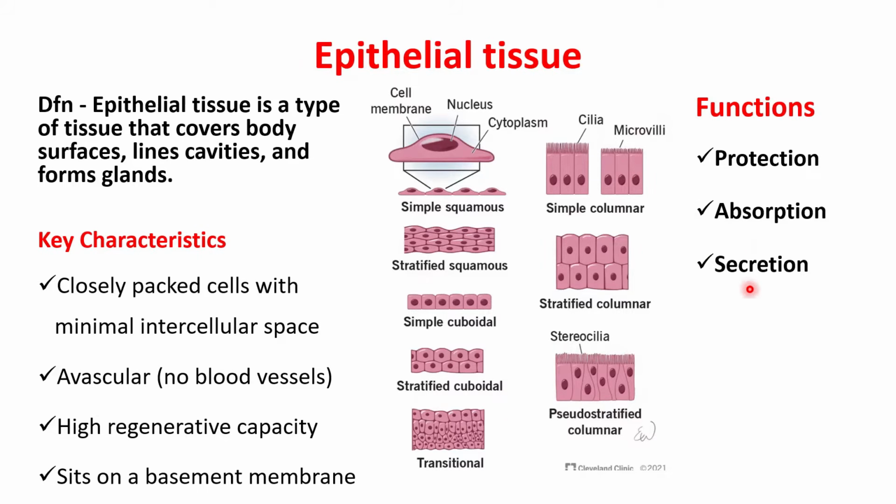Then secretion, talk about now glands. Various glands secrete the various hormones. Then sensation, of course, the epithelium will contain nerve cells that will enable perception of various sensations. Then, of course, filtration, we'll talk about the proximal convoluted tubule and distal convoluted tubule in the kidneys, which contain simple cuboidal epithelium that enables the process of filtration and even reabsorption.